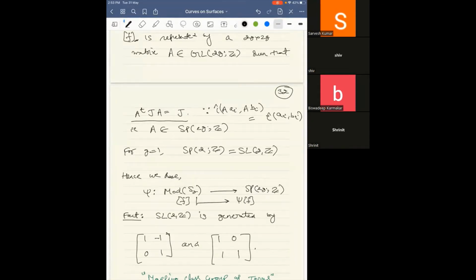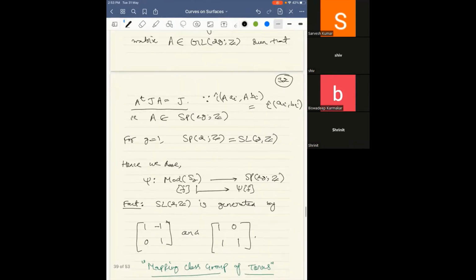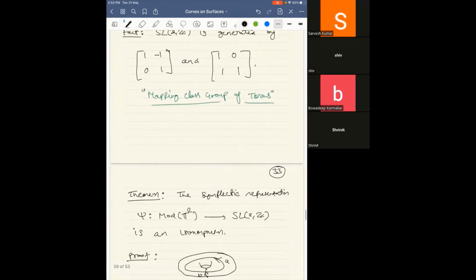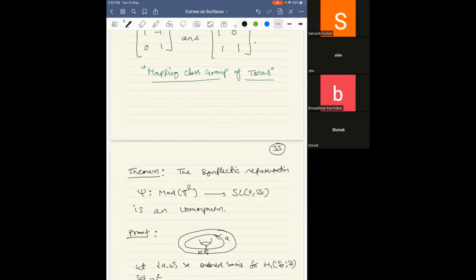Yes. So by action on homology, you mean the induced homomorphism? That is the terminology you're using? Yes. Okay, so I hope this is clear right now. So now we will discuss.